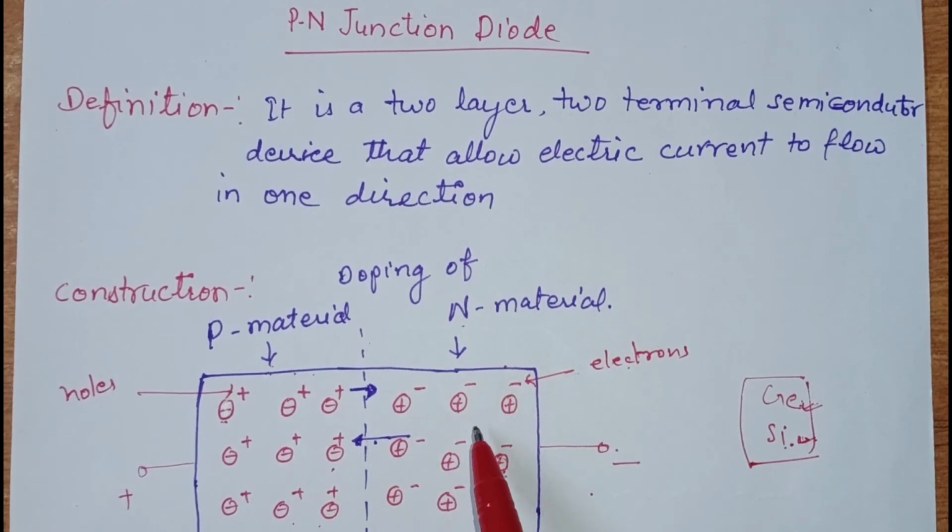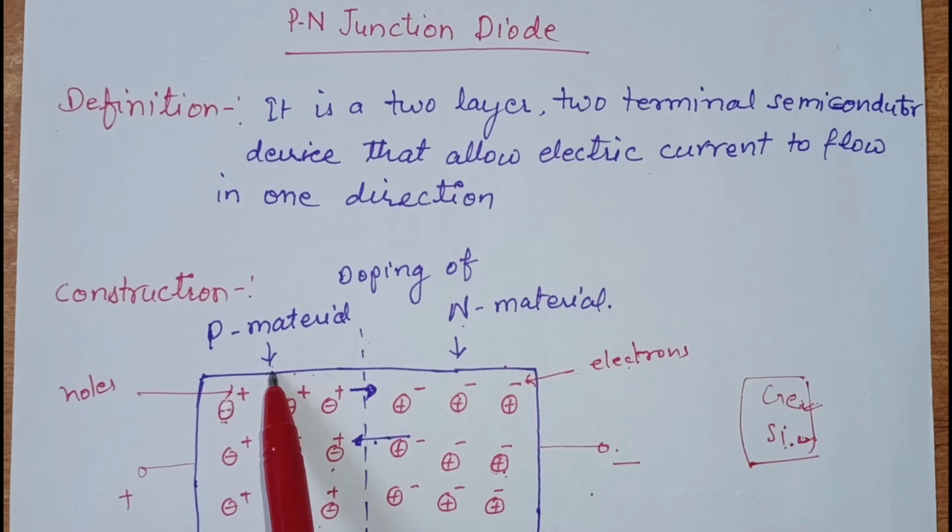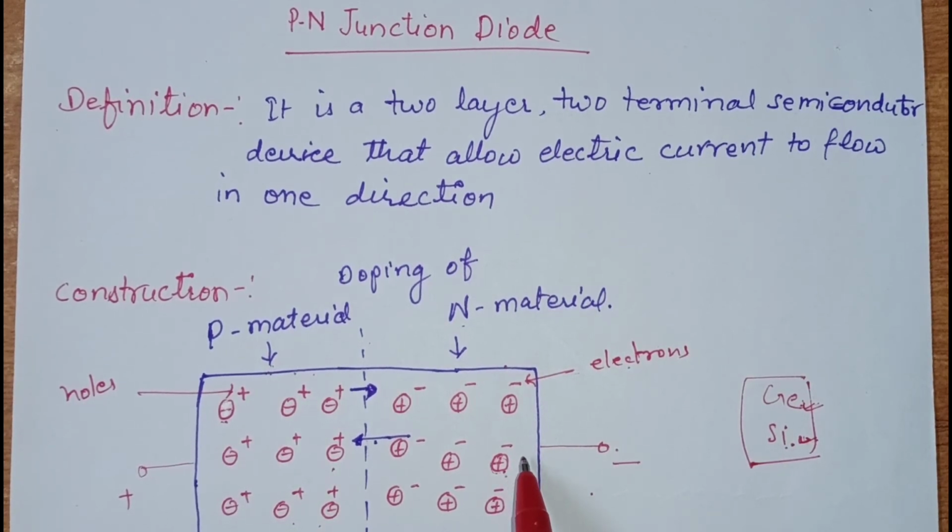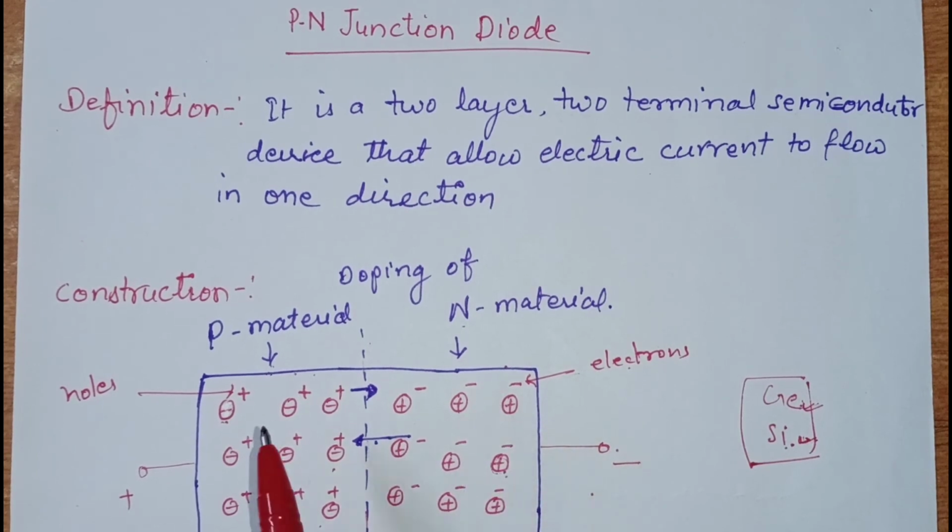When we add impurity atoms on both sides of this material, there will be a concentration gradient. Suppose we are adding p-type material in this half side, so there will be a large number of holes in this side and there will be no holes in this side. So this creates a concentration gradient. Here concentration is large and here concentration is low. So holes move from p-type to n-type, and similarly electrons move from n side to p side and holes move from p side to n side.